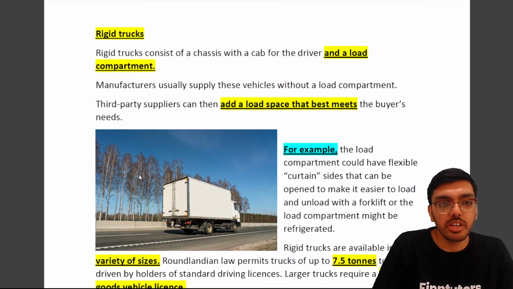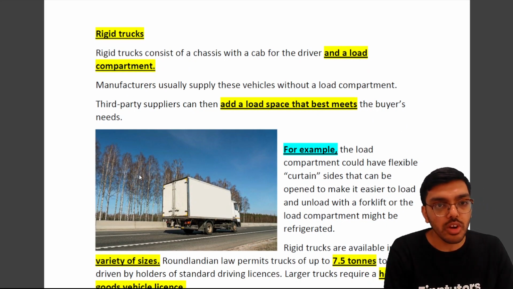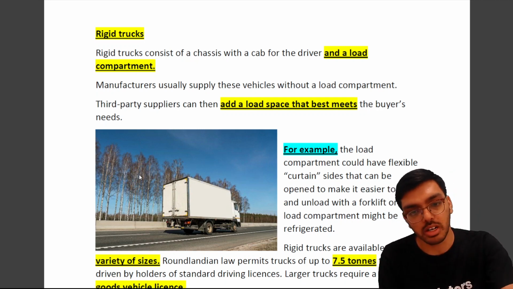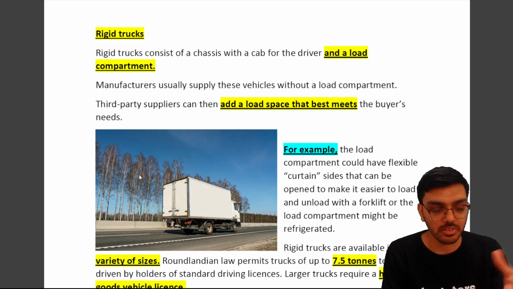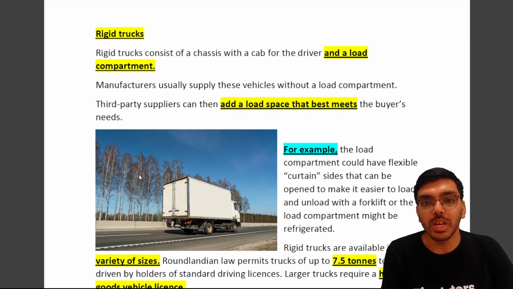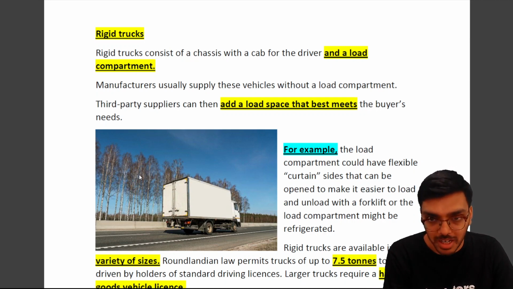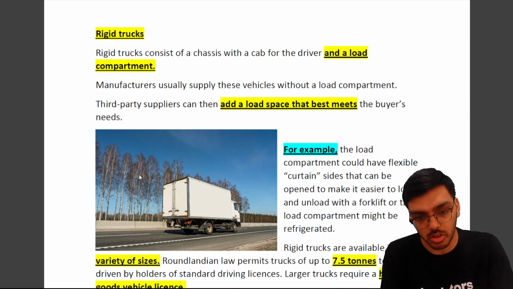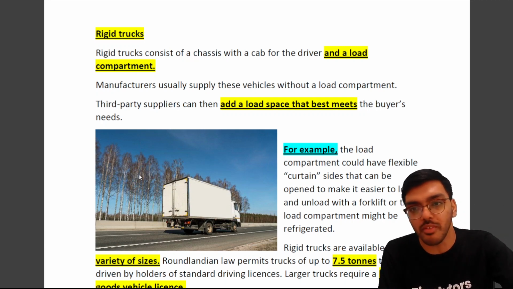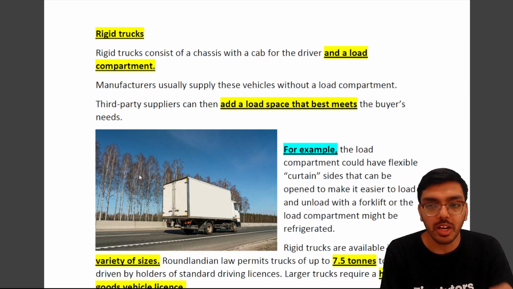Second, you have rigid trucks. Now, rigid trucks consist of a chassis with a cab for the driver and a load compartment. Example has been put over here for you. At the front, the driver drives, and behind there's all the place for storage. Manufacturers usually supply these vehicles without a load compartment, which means they'll just give the body where the driver drives and the empty chassis. Then on top of it, you can add the space that best meets your requirement.